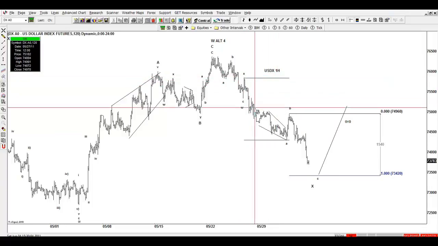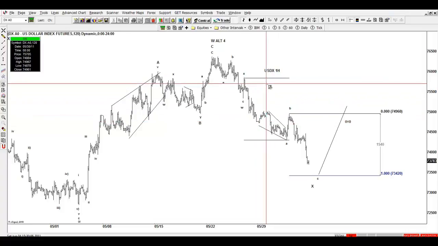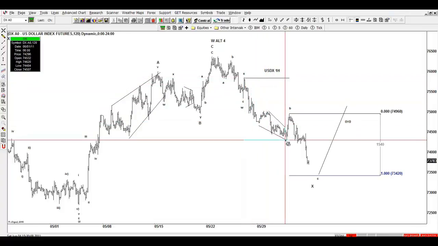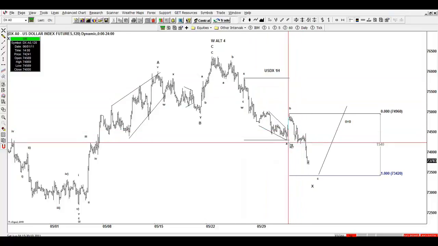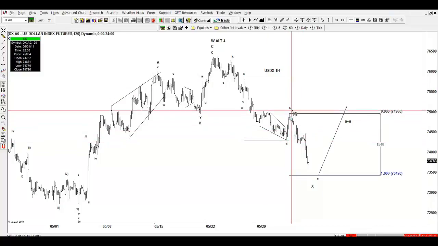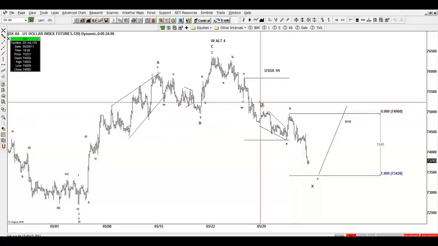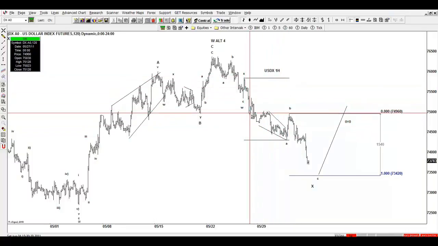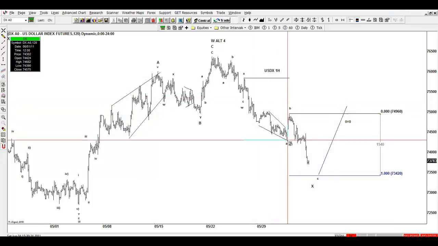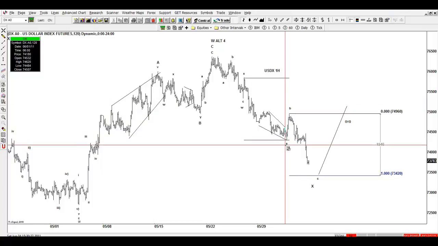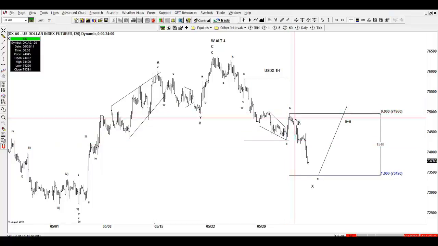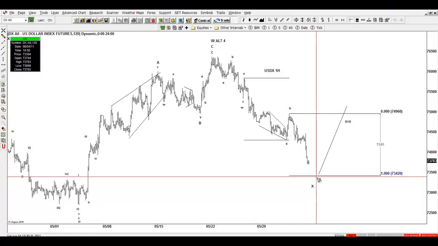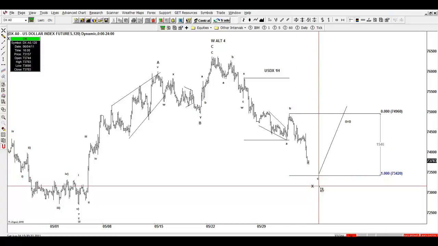Now, this leg right here looks to me like only one leg from here to here. That's what we label as A, and this being B. So technically speaking, this can be another double zigzag when it goes five ways here. This becomes A, B, C, lesser degree, and this becomes a W, or lesser degree a B, and then it should end around 73.43. That's the bullish dollar scenario.